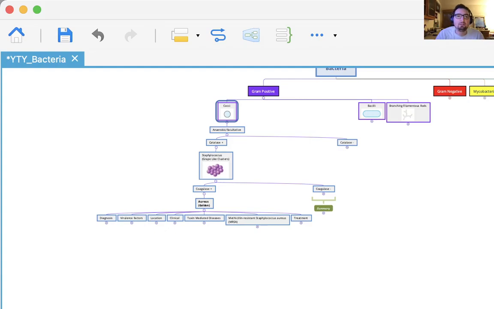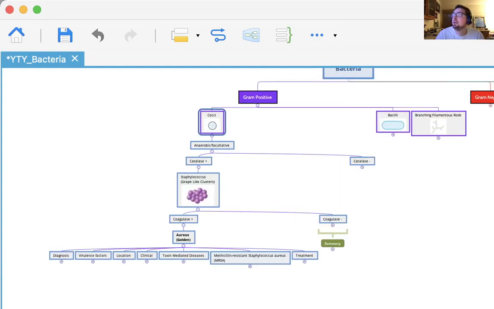If it is a cocci, it's going to be anaerobic and facultative. Since we're talking about Staph aureus alone today, it's going to be catalase positive. Staphylococcus is going to be in these grape-like clusters. That's a key that you're talking about staph. And specifically for Staph aureus, you should know that it's coagulase positive. So these are kind of identifying characteristics. Now let's jump into Staph aureus proper.